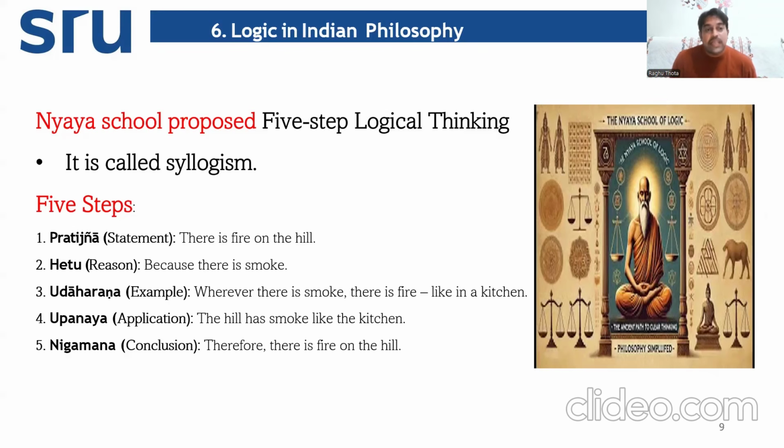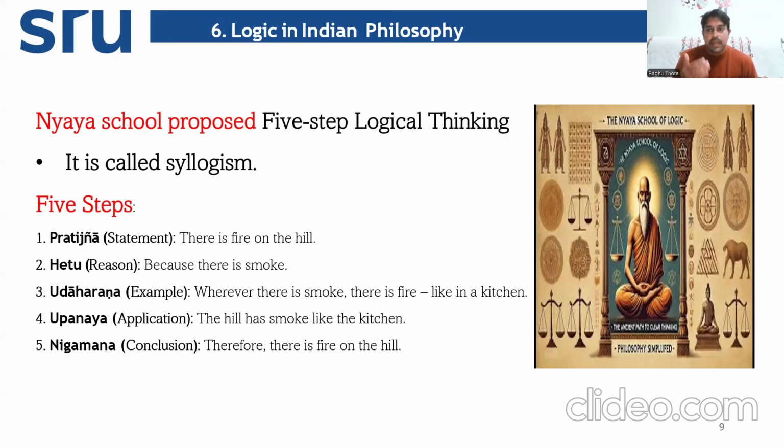So these are the 5 steps proposed by the Nyaya school for logical thinking. Our ancestors are suggesting that we don't try to come to conclusions blindly unless and until we analyze them with proper reasons. Okay, so these are the 5 steps proposed by the Nyaya school to come to the right conclusions.